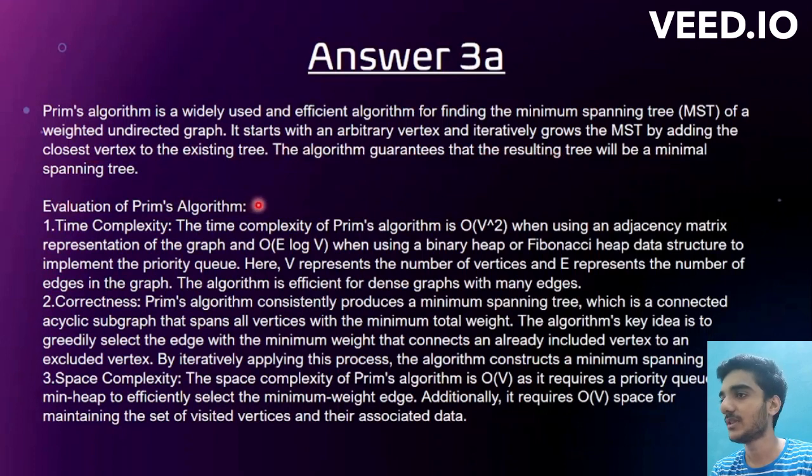Evaluation of Prim's algorithm. Time complexity: the time complexity of Prim's algorithm is O(V^2) using an adjacency matrix of the graph, and O(E log V), where E and V are the number of edges and vertices respectively, when using a binary heap or a Fibonacci heap.